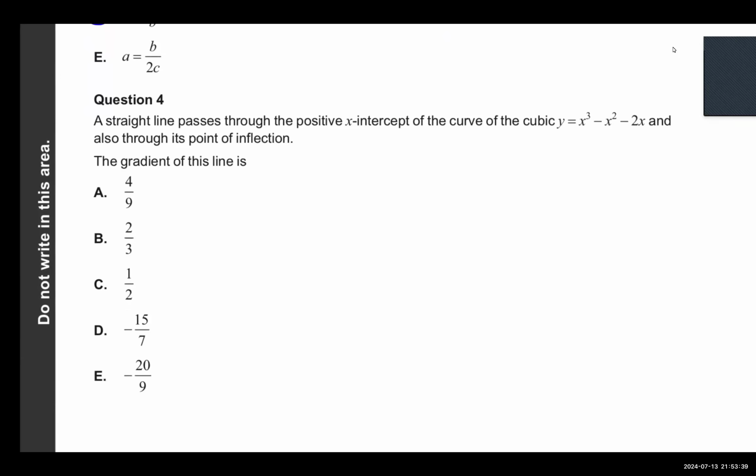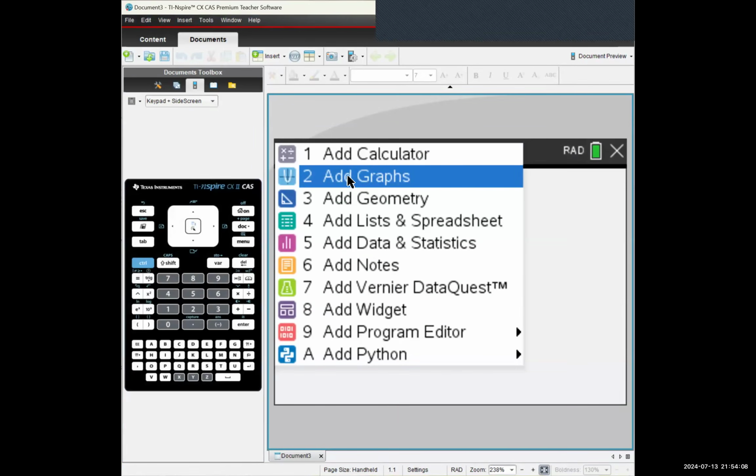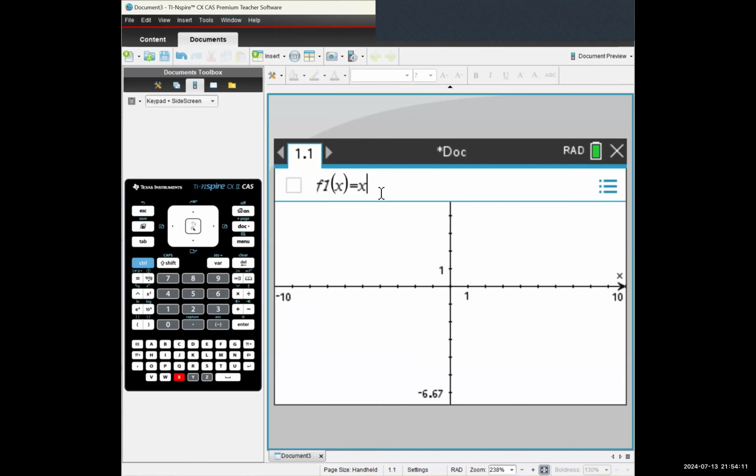Question 4. A straight line passes through the positive x-intercept of the curve of the cubic y equals x cubed minus x squared minus 2x, and also through its point of inflection. So we would like to find the gradient of this line. Well, I think this is a good place to apply some technology use. So let's see. Say I plot the graph here, x to the power 3 minus x squared minus 2x.